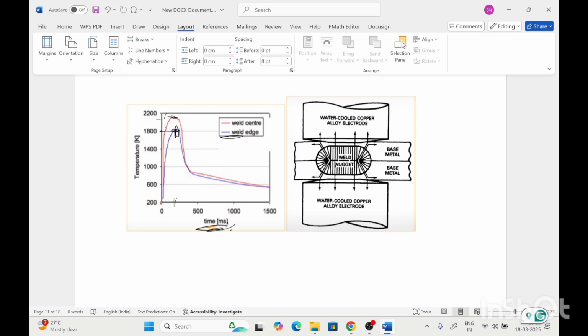And this is the schematic representing the temperature profile of the metal and the electrode. The electrodes are water cooled, and this is the weld nugget formed at the interface of these welding plates. This is the welding joint, and this is the interface. The columnar grains form in this pattern.